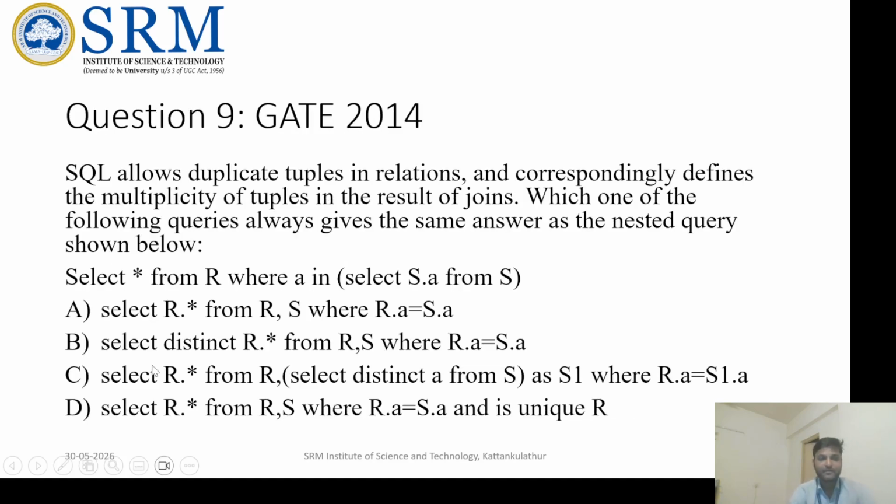Secondly, B, select distinct R dot star from R, S where R dot A equals S dot A. Now here the main difference from option A is the distinct keyword. Due to this distinct keyword, the duplicate rows of R may be deleted, but if duplicate rows exist in R, they will not be printed. So it is also wrong. C is correct if you clearly see, and D, the unique keyword does not exist in SQL. So that's why it is also incorrect.